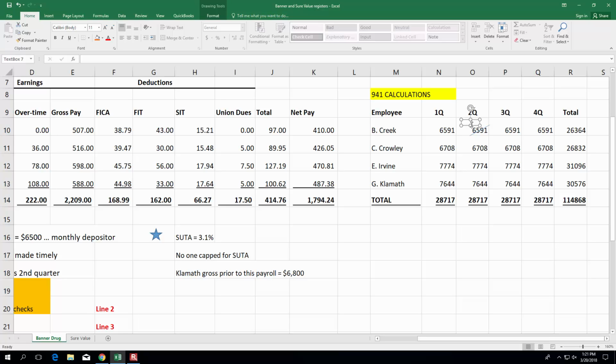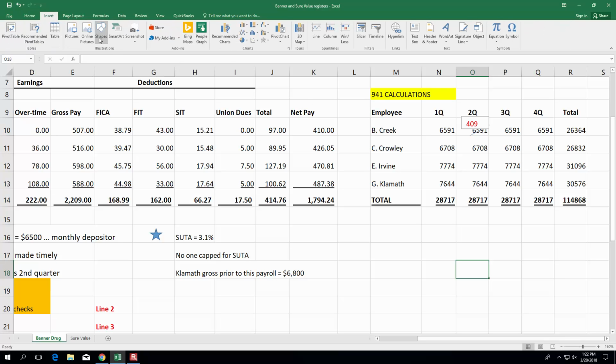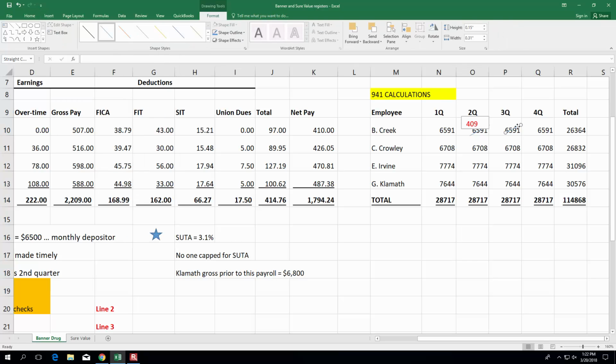So if we only pay up to $7,000 and he's already earned $6,591, $409 is actually the amount that he's going to pay FUTA taxes on. And I somehow want to show that that's the number that I'm going to be using here rather than the $6,591. Once somebody's capped, you can just go ahead and cross out anything further because there's no more FUTA wages.